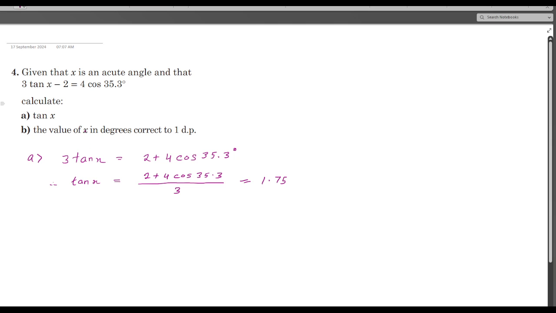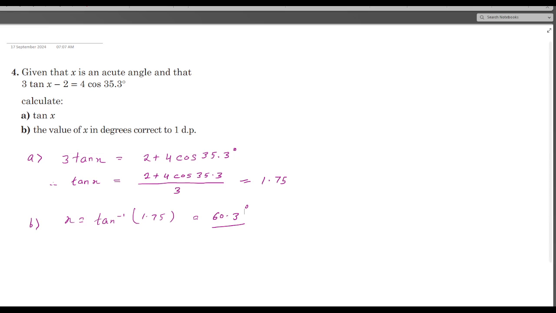Now see, many of you will then start finding x, but they have not asked you to find x. B part, the value of x in degrees corrected to one decimal place. Now in B part I will do that. So x is equal to tan inverse 1.75. So tan inverse 1.75 is 60.3 degrees. So I'm rounding my answers up to one decimal place.